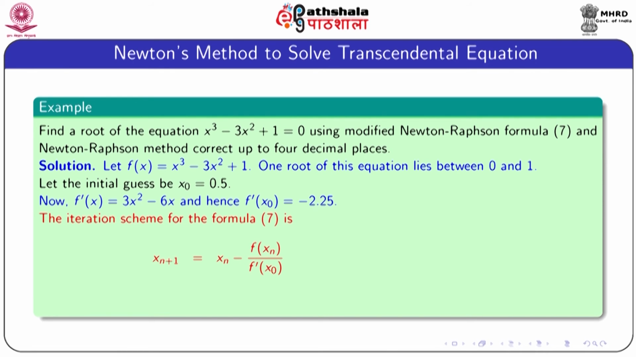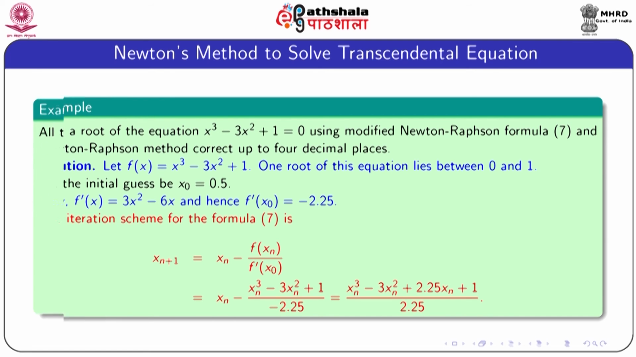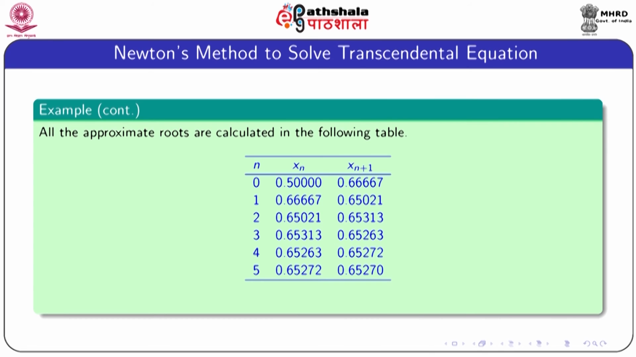Therefore, the modified Newton-Raphson method gives the following iteration scheme: xn plus 1 equal to xn minus f of xn divided by f prime x0, and after simplification this scheme is xn power 3 minus 3 into xn power 2 plus 2.25 into xn plus 1, whole divided by 2.25. Now all the calculations are shown below. After the 7th iteration we obtain a root, and the root is 0.6527, correct up to 4 decimal places.